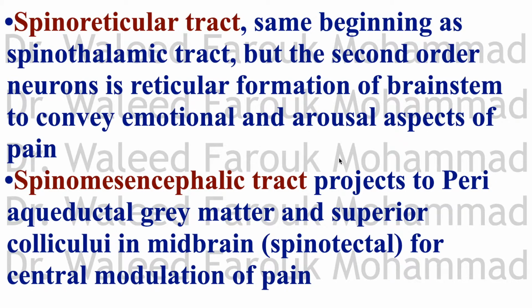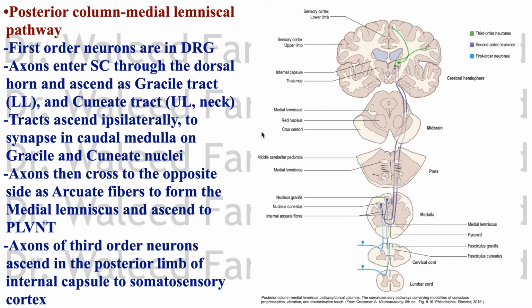Now the spino-reticular tract has the same beginning, it begins as the Lissauer's tract, but the second order neuron is the reticular formation of the brainstem to convey emotional and arousal aspects of pain. Spino-mesencephalic tract: mesencephalon means the midbrain, so expect that it ends in the midbrain. It projects to the periaqueductal gray of the midbrain, and the superior colliculi in the midbrain as the spinotectal. It's for central modulation of pain. So we have the spinothalamic, the spino-reticular, and the spino-mesencephalic tracts.